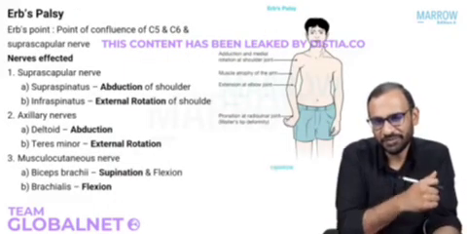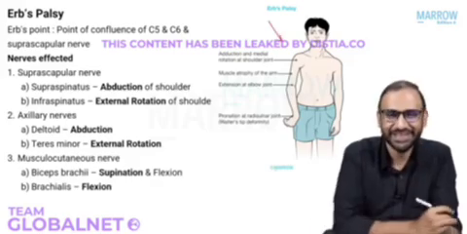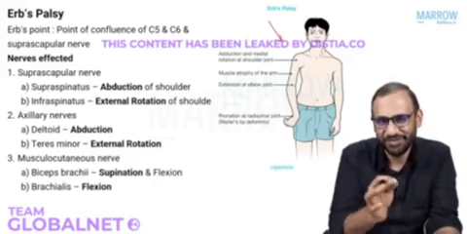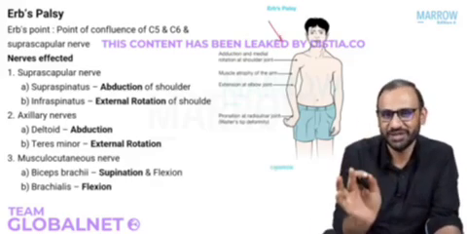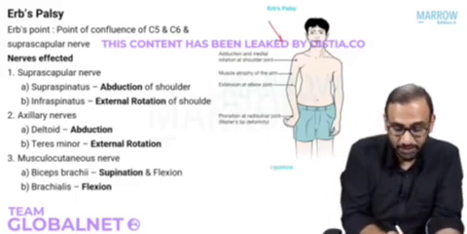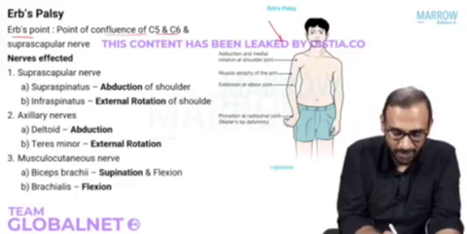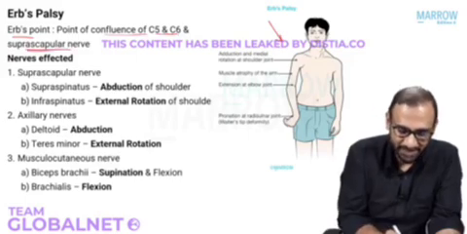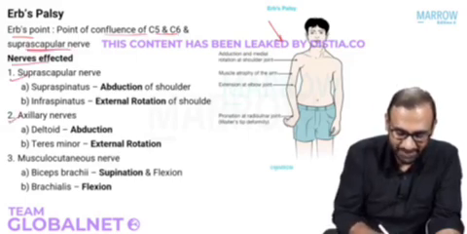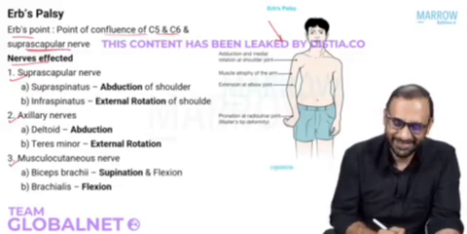What is this deformity? This deformity. Policeman's tip or porter's tip deformity. So simple if you know your anatomy. So Erb's point is the point of confluence between C5 and C6 at the suprascapular nerve. Nerves affected: suprascapular, axillary and musculocutaneous.